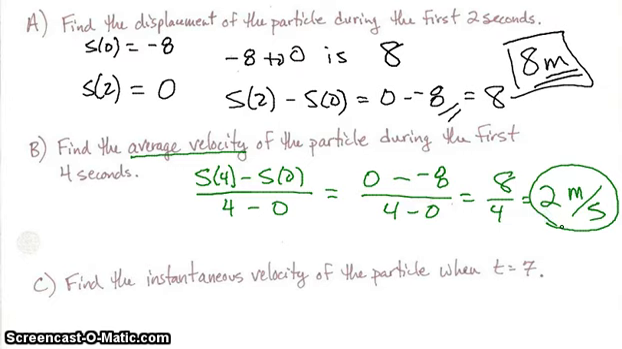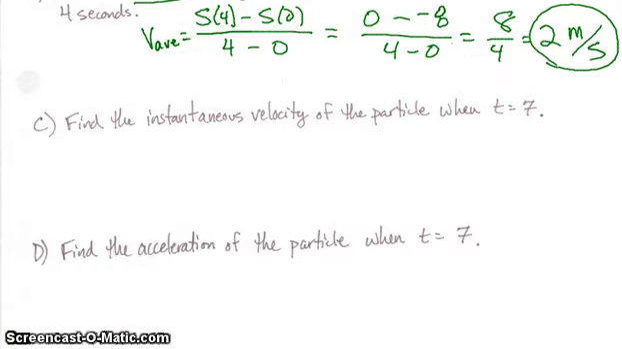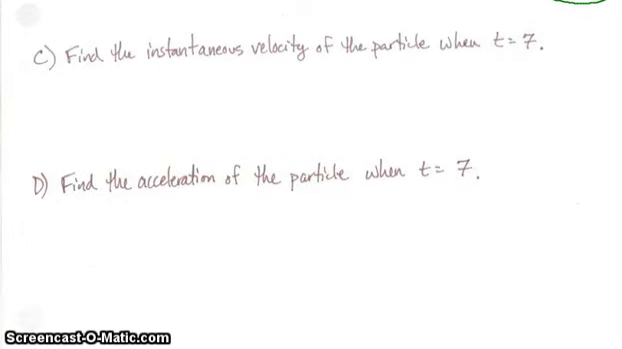Remember, average velocity, we're going to talk about the changes in y over the changes in x. Okay, so v sub average. Next up, what if I change it up on you and say, find the instantaneous velocity of the particle when t is equal to 7?